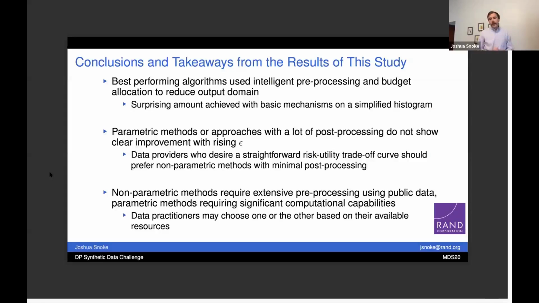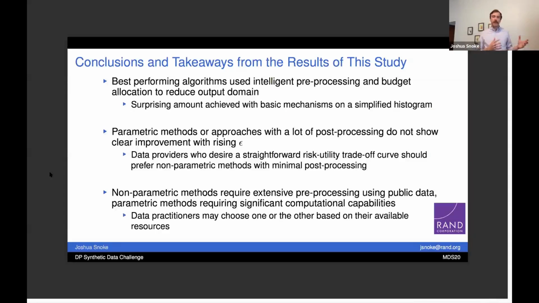The third thing was that, as I said, the non-parametric methods require extensive pre-processing, whereas the parametric methods require more significant computational capabilities. And I think this is a helpful trade-off to think of if you're a data provider, someone who's thinking of using these methods. You should think about, what are your resources?